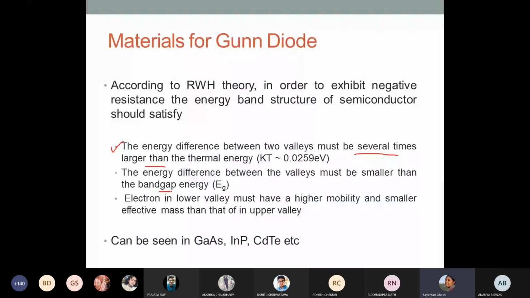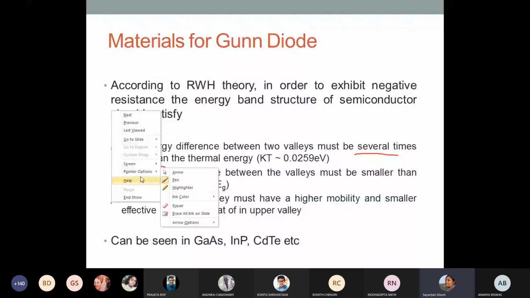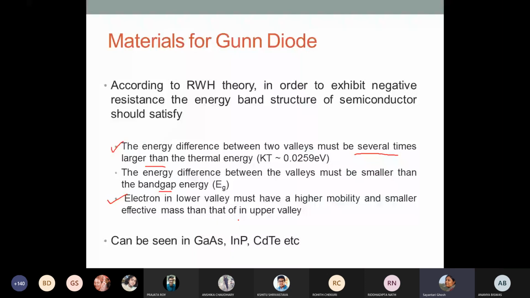The most important one tells you that the lower valley electrons must have higher mobility and smaller effective mass, because that is the key. That is the reason that you have the second graph, the upper valley graph, having quite a less slope than the lower valley graph. So to ensure the negative resistance region, the lower valley electrons must have higher mobility and smaller effective mass.